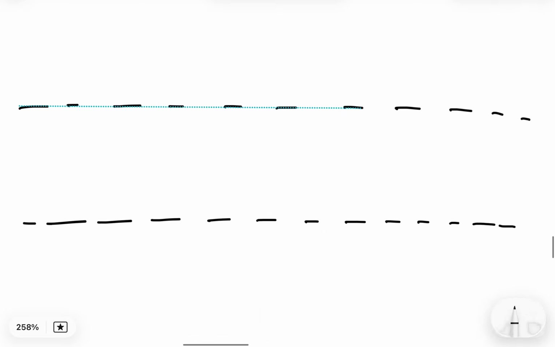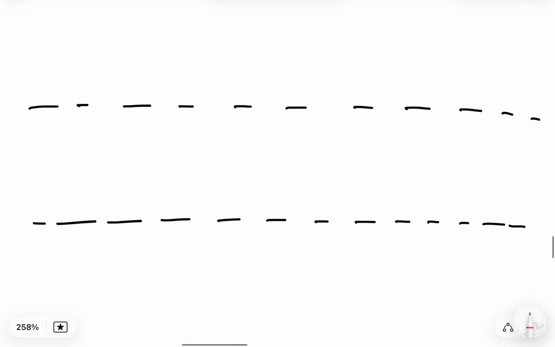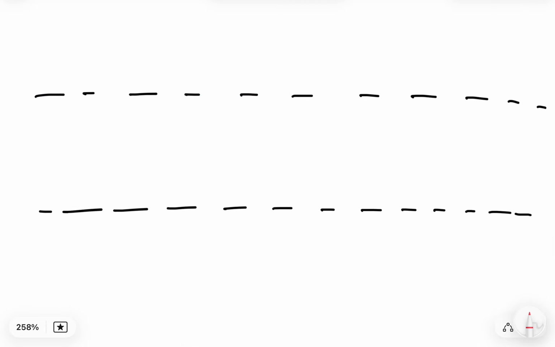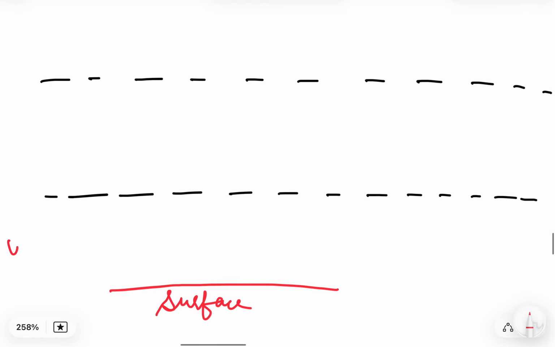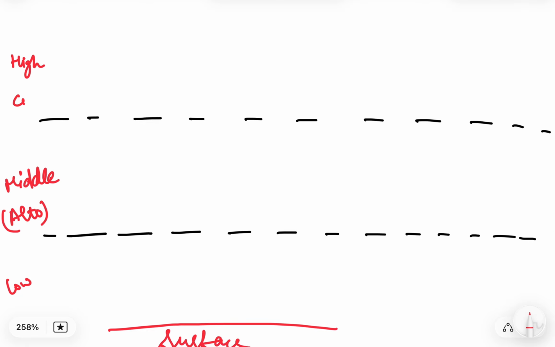This is our surface. So in the lower height, then we have in the middle, and then we have high. In the low, we have different type of the clouds. In the middle, we have the alto clouds, and in high we have cirro cloud.